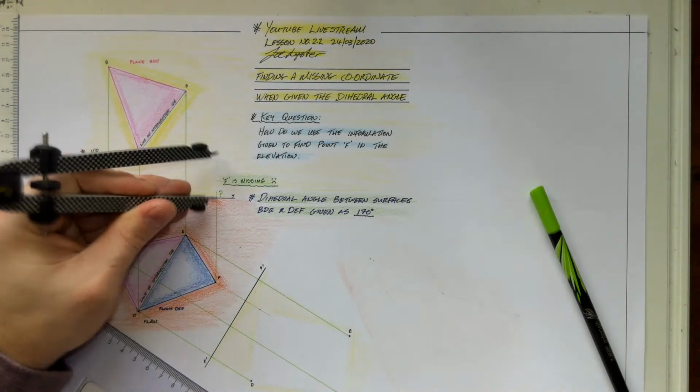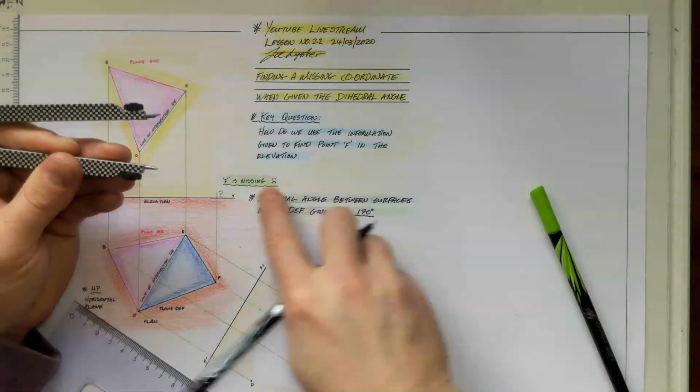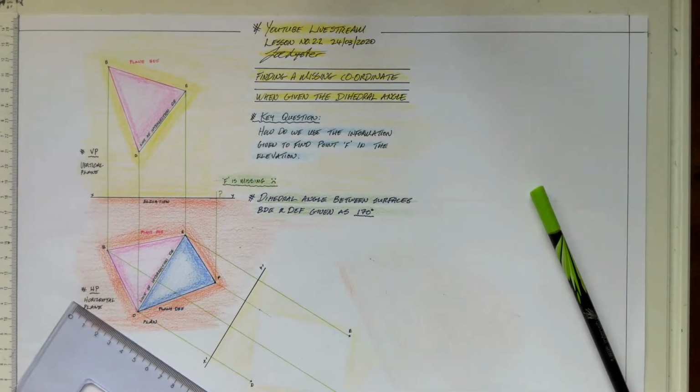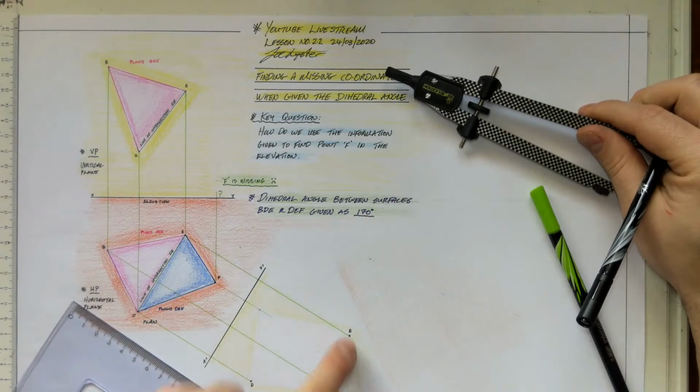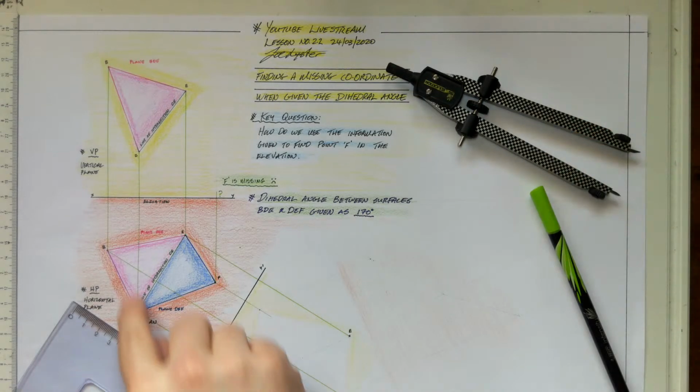And finally, point F. Oh, where's point F? Point F is missing. So we have to leave that bit out. Okay? So all we can join up is D, B, and E. So I'm going to do that. And that's the pink plane.